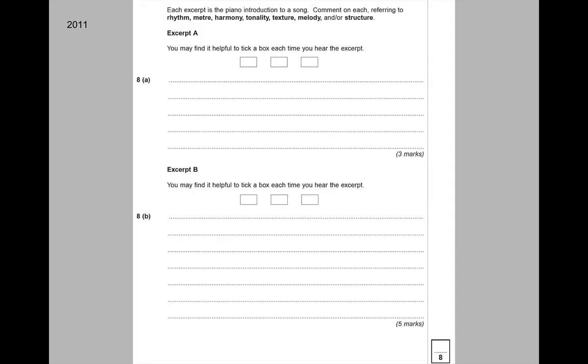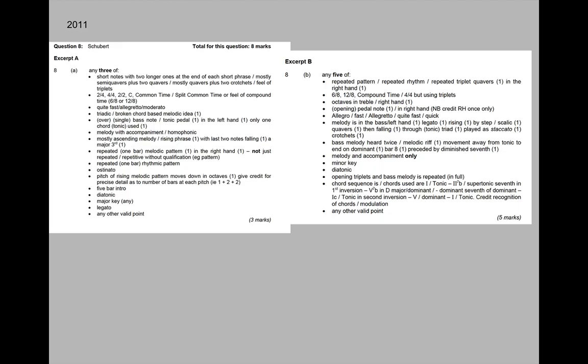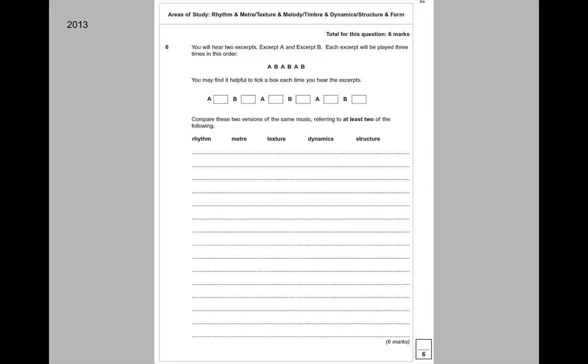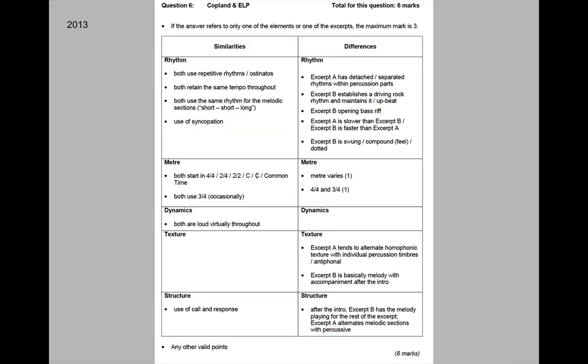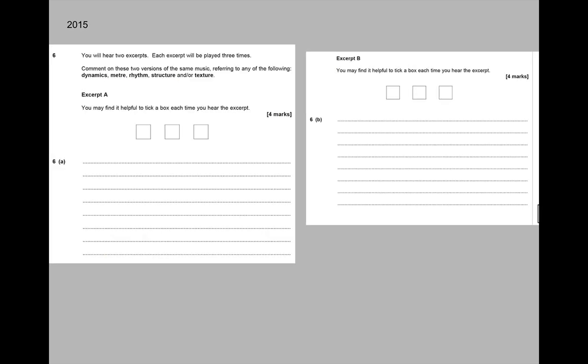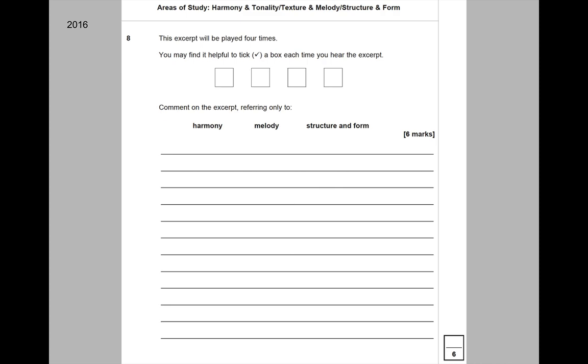Since 2010, we've had one of these questions every time. They've delighted students and teachers alike with their ranges of interesting styles and massive range of answers in the mark schemes as well. It always keeps us on our toes. So, what I'd like to do is to give a few simple tips that will hopefully help you gain some extra crucial marks in this question.